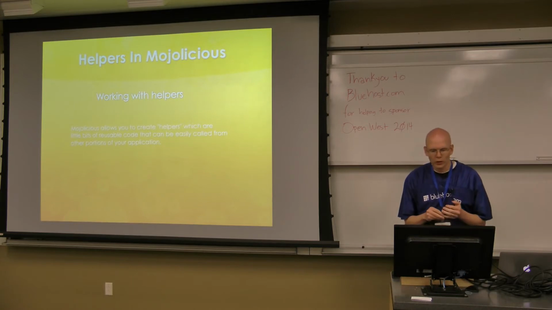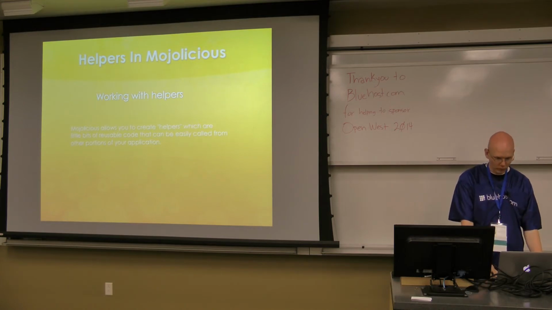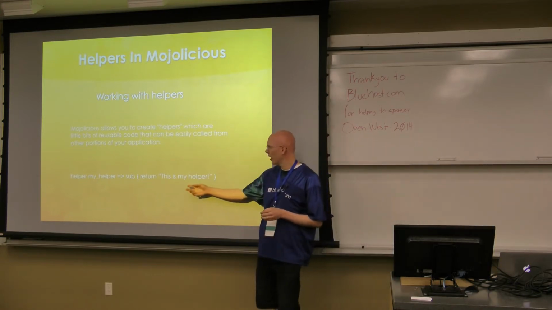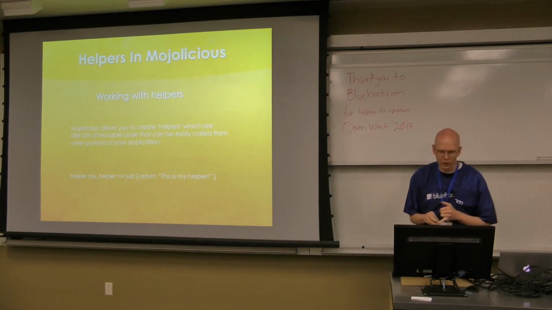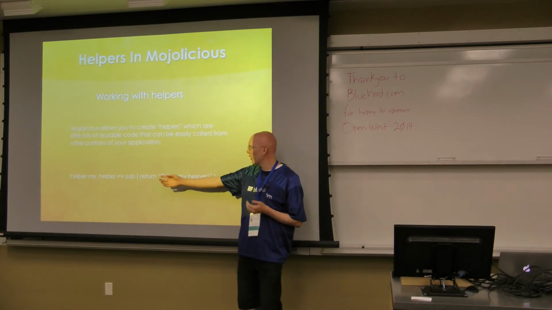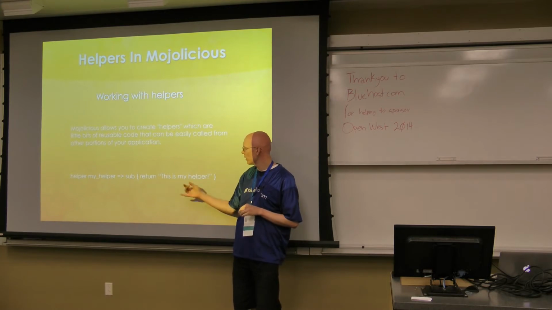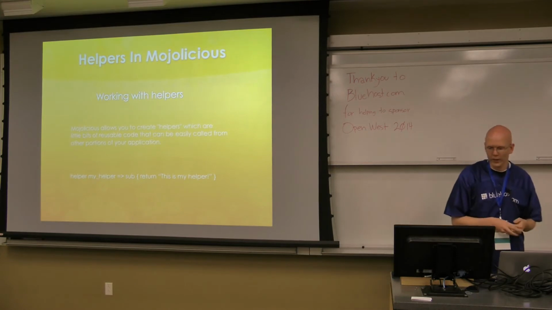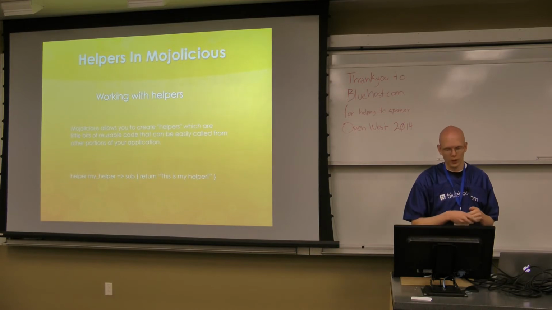So working with helpers, Mojolicious allows you to create helpers, which are little bits of reusable code that can be called from other portions of your application. This is just the example syntax of how you would declare a helper inside of a Lite application inside of Mojolicious. You just call helper, and then you identify what you want that function to be called, and then you pass it a subroutine of this is what I return. So anytime inside my application, I can call self and my helper, and this will return the string, this is my helper.